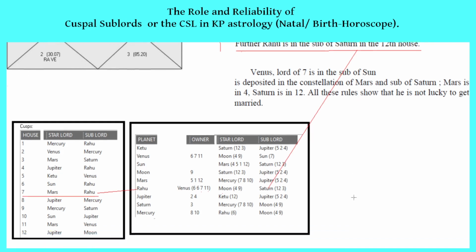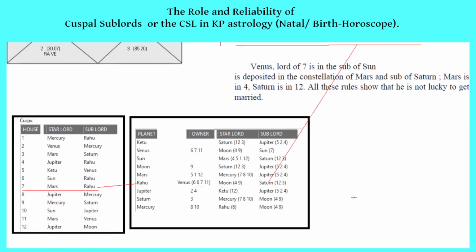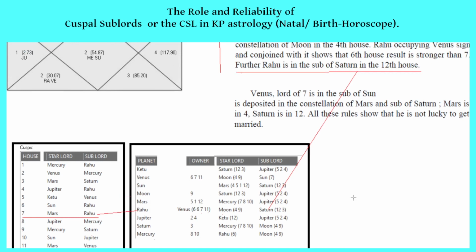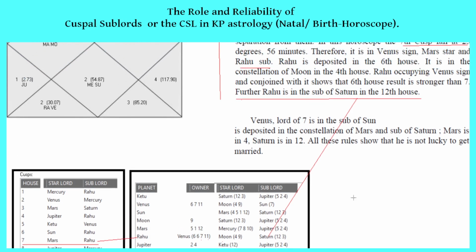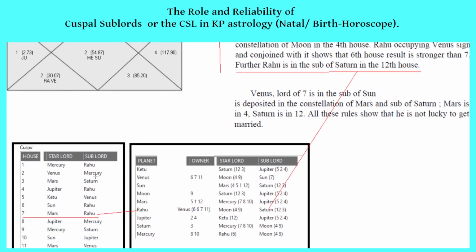So what I'm trying to say is there's a little bit of stretch of imagination over here to infer that this person will not get married. Similarly, Venus, Lord of Seven, is in the constellation of Mars and sub of Saturn. So again, if you look at Venus, from here we look at the Venus sublord, which is Sun.